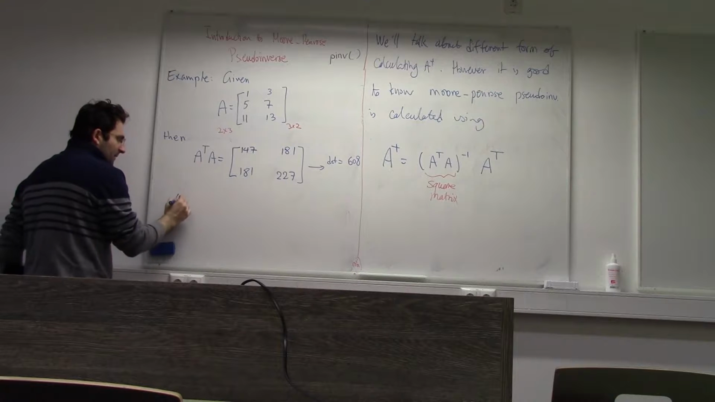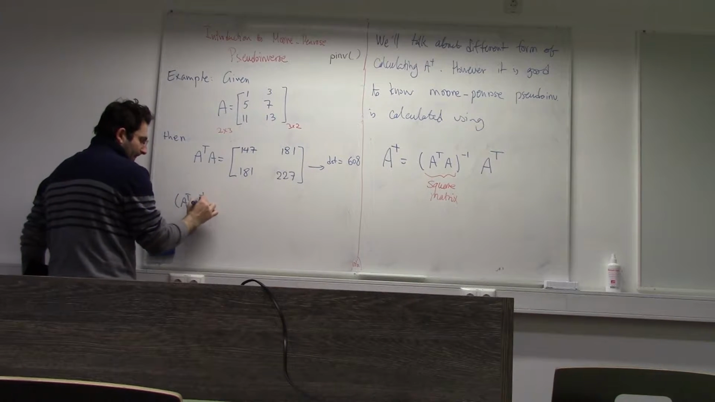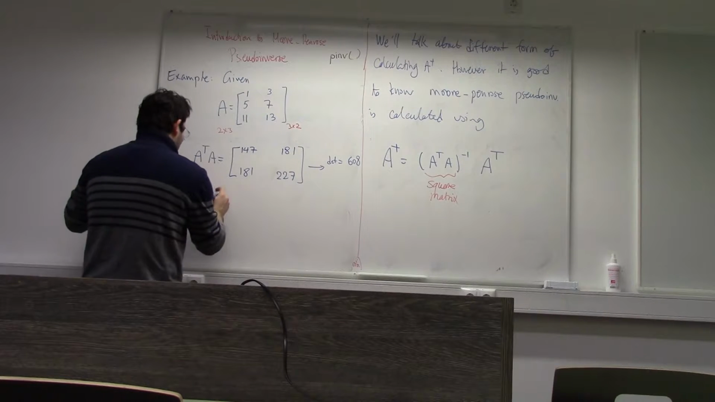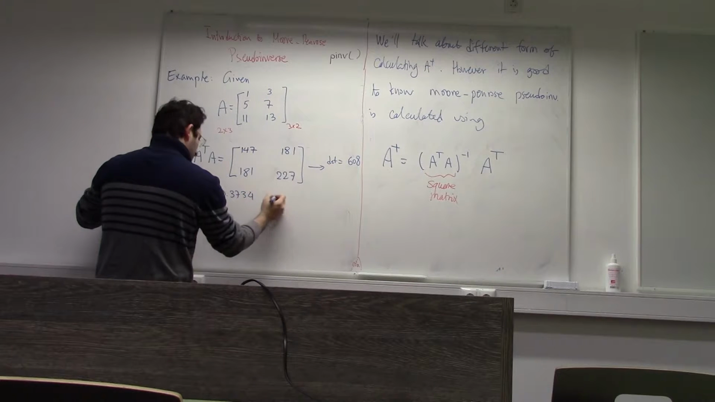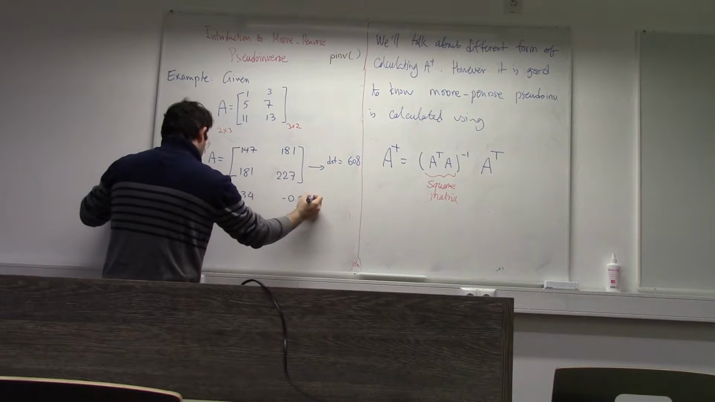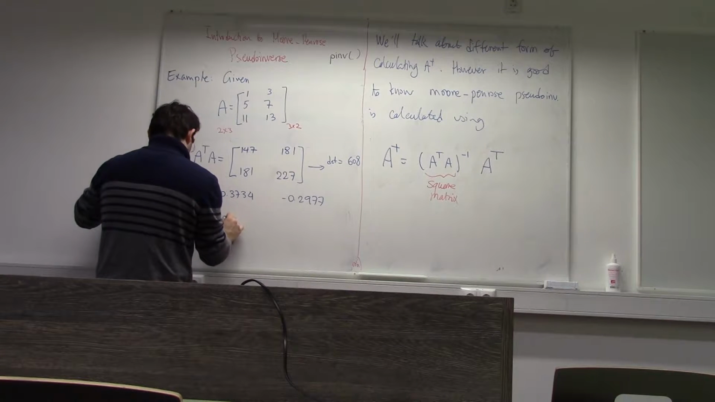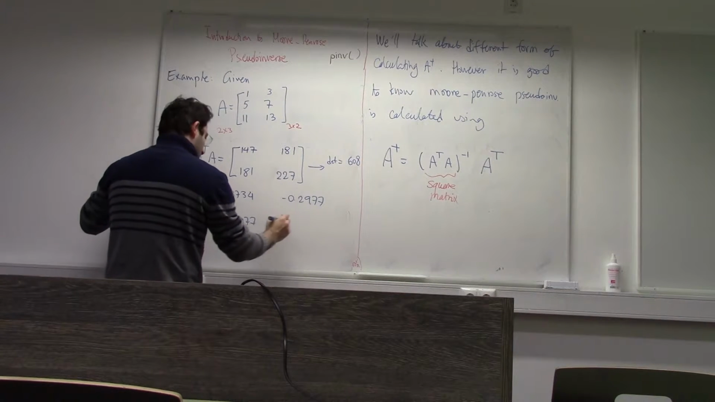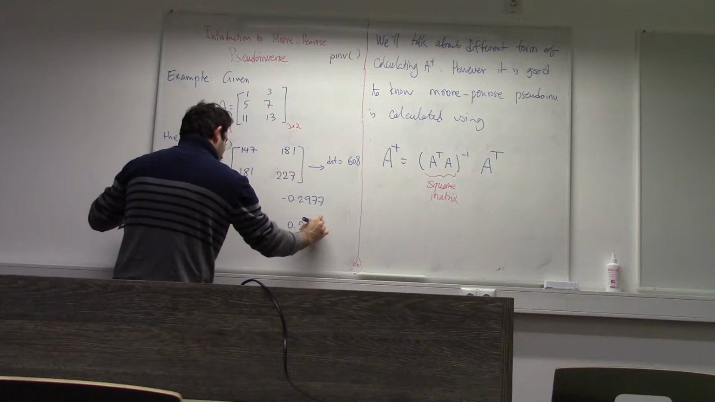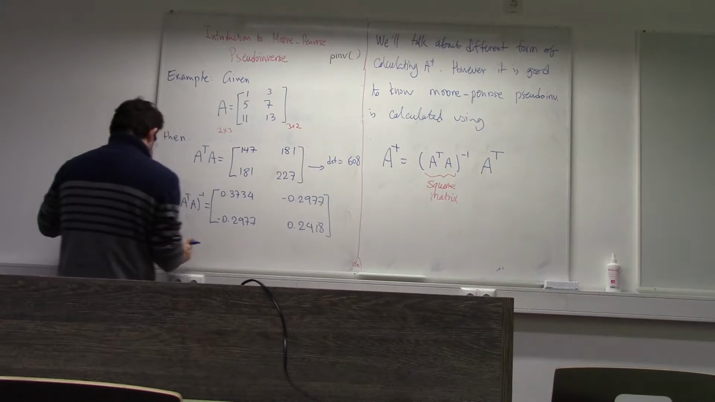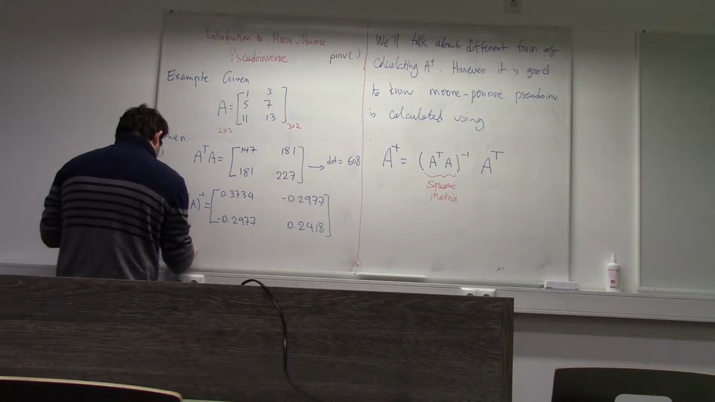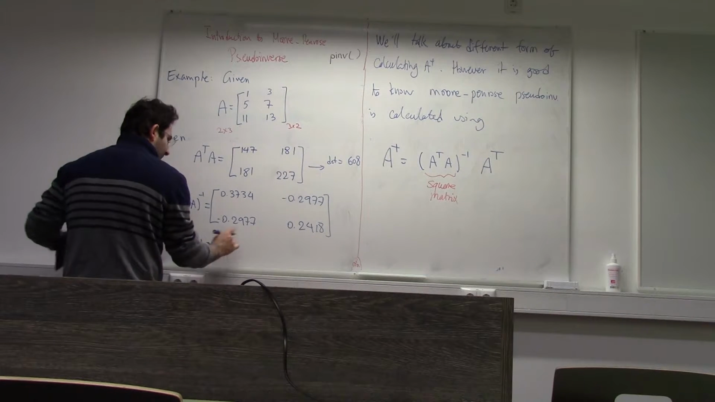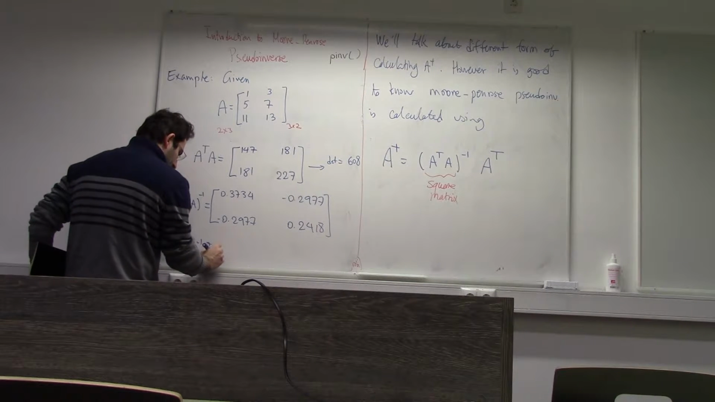Then finding its inverse by using MATLAB, the inverse is 0.3734, minus 0.2977, minus 0.2977, 0.2418, and A plus, which was A transpose A inverse multiplied by A transpose, means that we multiply this one by A transpose.